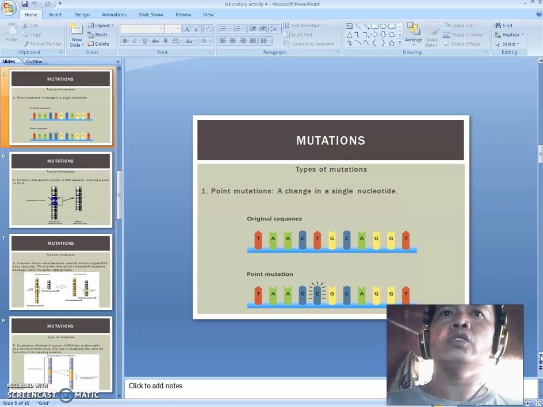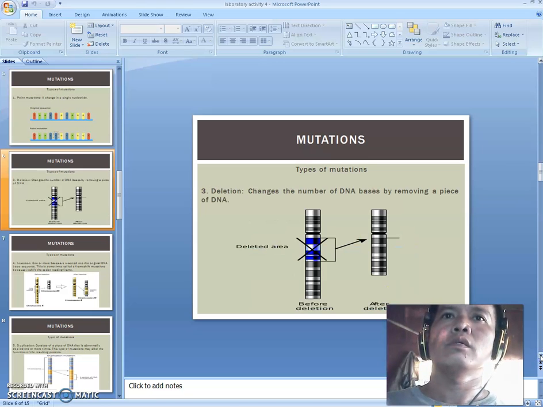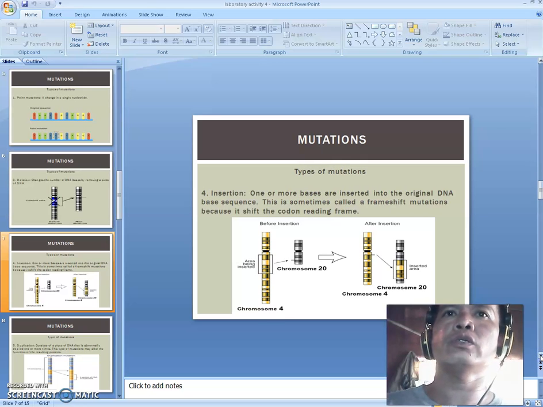There are types of mutations. The first type of mutation is the point mutation, a change in a single nucleotide. Deletion changes the number of DNA bases by removing a piece of DNA. Insertion: one or more bases are inserted into the original DNA base sequence. This is sometimes called a frame shift mutation because it shifts the codon reading frame.